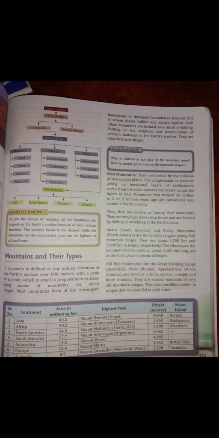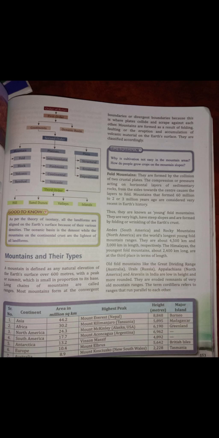They are classified accordingly. Fold mountains are formed by the collision of two crustal plates. The compression or pressure acting on horizontal layers of sedimentary rock from some sides towards the center causes the layers to fold. Mountains that formed 60 million to 2 to 3 million years ago are considered very recent in the Earth's history.